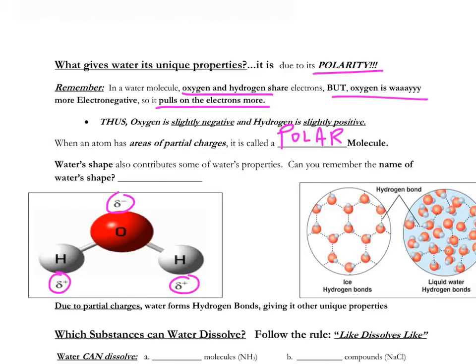So the shape also contributes to some of water's properties. The name of water's shape, if anyone can remember, I'll give you a second to guess. The shape of this molecule, if you just look at it, it's not linear. It's like it was a linear model, but then someone grabbed it and bent it, giving it its bent shape. Okay, so this is an example. This shows us a polar water molecule.